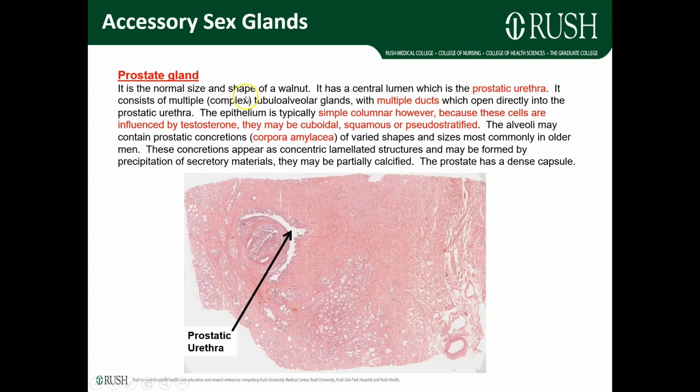The structure also nearby is the prostate gland. This is about the size of a walnut, has a central lumen, which is the prostatic urethra, which is shown here in this picture, and you will see that in the lab as well. It consists of multiple tubuloalveolar glands and multiple ducts, which open directly into this prostatic urethra. So this is pretty much the secretory portion, which then eventually ends up in this prostatic urethra region.